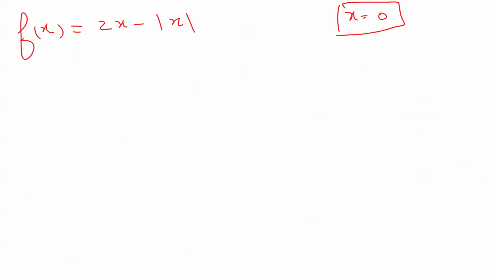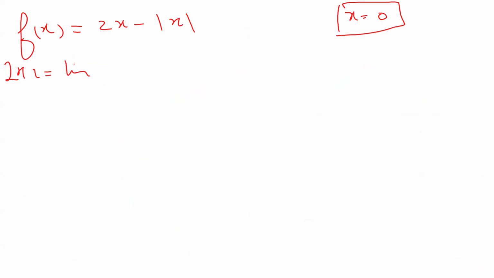So the question is, f of x is equal to 2x minus modulus of x. We need to discuss the continuity at x equal to 0. So we need to find out whether the function is continuous at x equal to 0. Only this much information is given. By the way, this is solved example number 7 from the textbook.